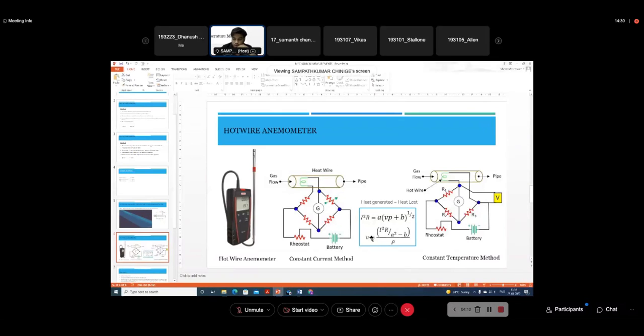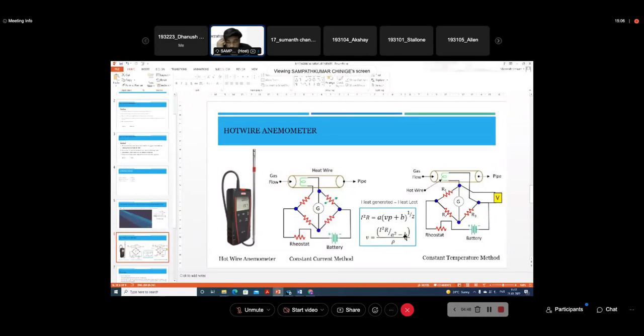if you come to the formula, you can see over here the velocity is equivalent to I square R, where I is the current and R is the resistance of the wire, divided by A square minus B, divided by the density of the flow. Okay, this rho is your density of the flow, and you have two constants. One is basically A square, and A and B. Now what is A over here and what is B over here? These are two constants.